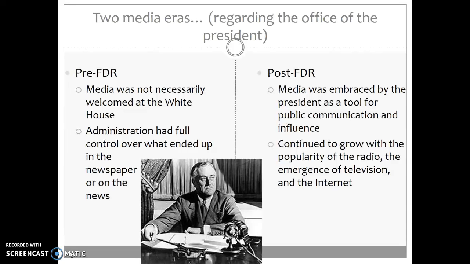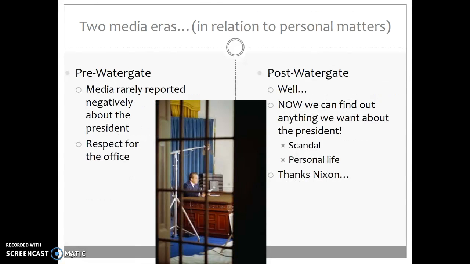After FDR, the media was embraced as a tool for the president to use to get public communication out on the airwaves and to influence people. But it is a double-edged sword. Once you invite the media into the White House, they have access to the White House, and you have less control over your own narrative. The media continues to grow, the popularity of the radio, the television, and more recently the internet, blogs, that sort of thing, Twitter. And so media has just gotten more all-encompassing in the past few years.